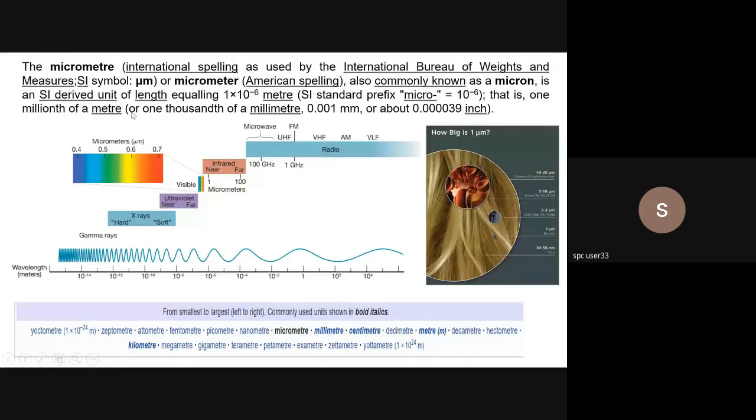And for those who are confused about what a micrometer is, this is the international spelling used by the International Bureau of Weights and Measures, that's SI units. I've just picked this up from Google. Here it is RE, the last two letters; here it is ER, the way the Americans write it. This is more commonly known as a micro, an SI unit of length equaling 1 × 10⁻⁶. So it's a millionth part of a meter. If you take a meter long stick and divide it into 1 million parts, one part of those million parts is going to be called a micro. That's one thing that I wanted to tell you.